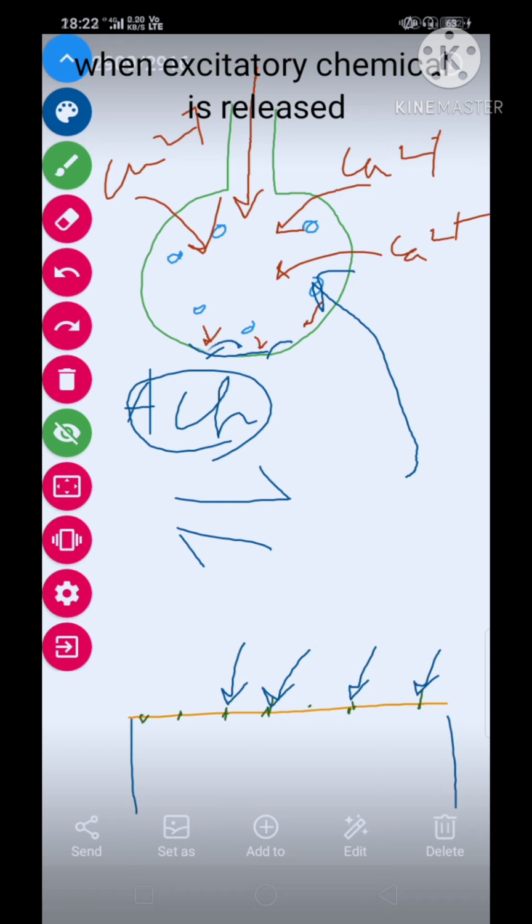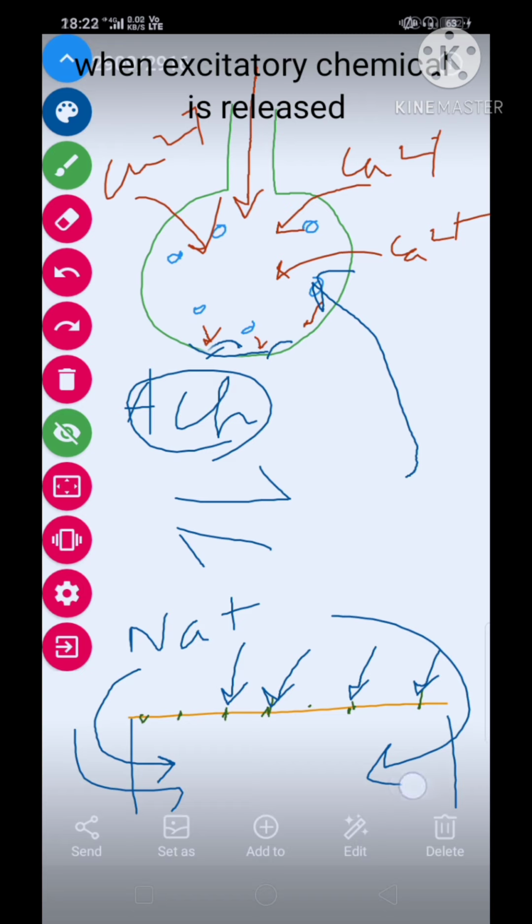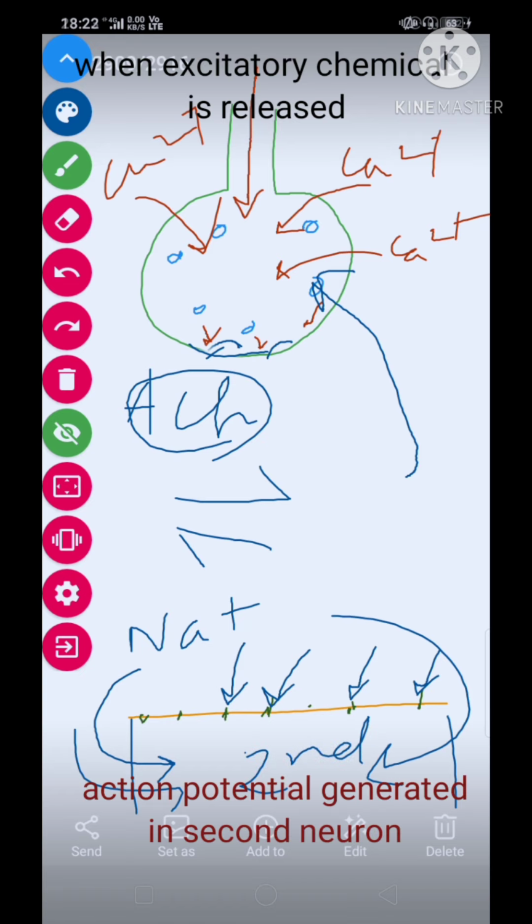When this binds to the receptors on the postsynaptic membrane, this will result in the opening of sodium gated channels in the postsynaptic membrane. Numerous sodium channels will be opened. As a result, the second neuron will be stimulated and an action potential is said to be developed in this second neuron.